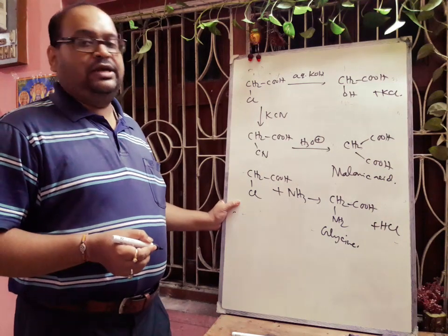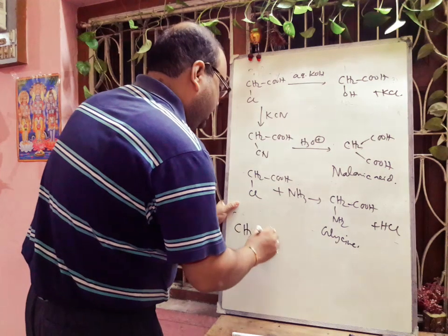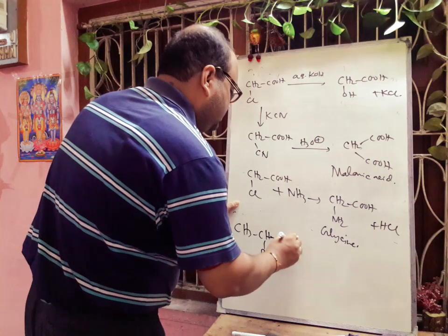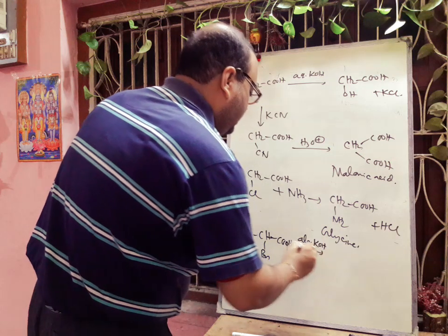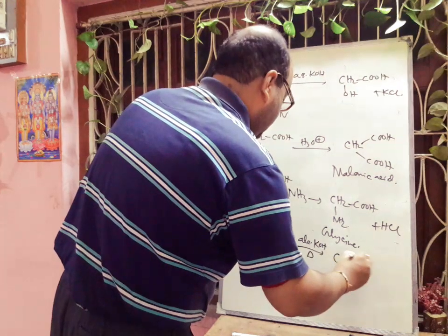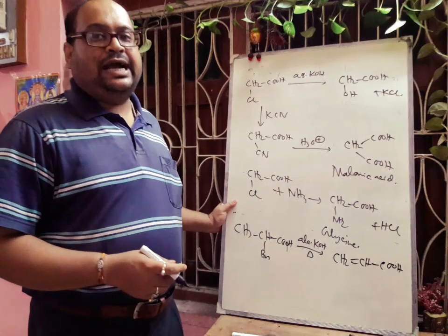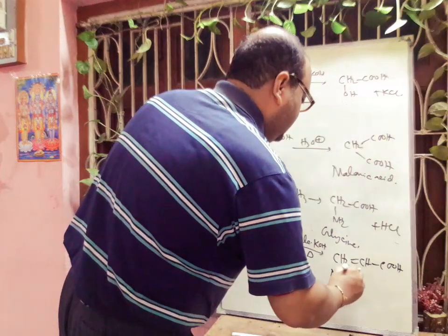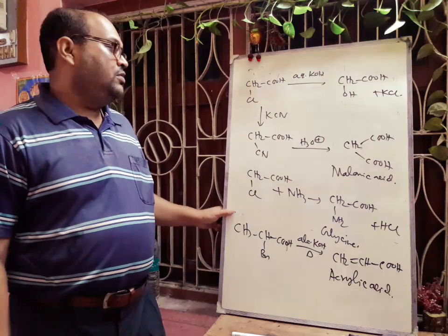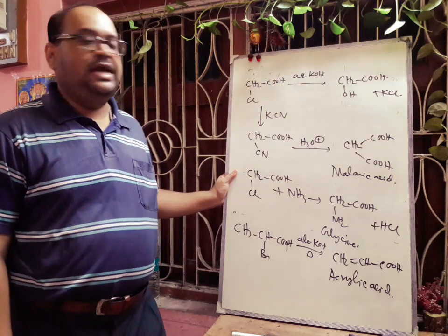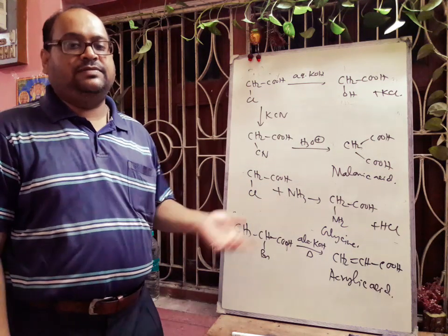Another product we can get by the elimination reaction. If we take CH3CHBrCOOH and give alcoholic KOH and heat, it will produce the elimination product, and this compound is called acrylic acid. So in this way we can easily understand the significance of the HVZ reaction. From this intermediate, from this C-Cl bond, we can prepare different types of compounds.